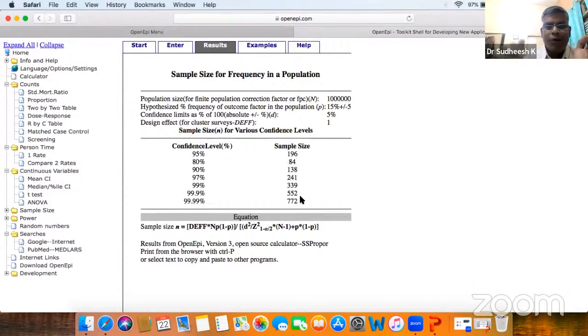That means if you want to reduce this error, you have to include more and more patients. For example, if you want to keep a confidence level of 99.99%, that means your error has to be 0.01%, your sample size is almost 772. So this is how we calculate the sample size for observational studies, like what the concerned person had asked.